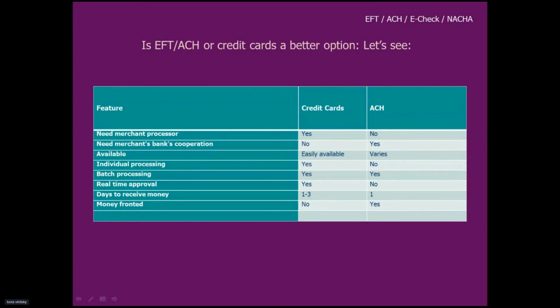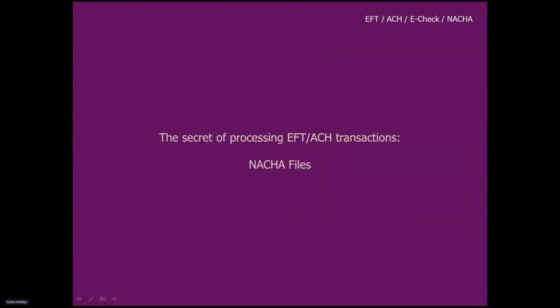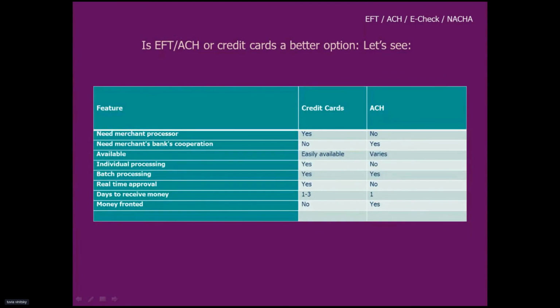Now, credit cards or ACH, which is a better way of doing things? Do you need a merchant processor? For credit cards, you do. ACH, you don't. So you need the bank cooperation. For credit cards, no. For ACH, absolutely. What's the availability? It's easily available for credit cards. Anybody can sign up for a credit card processor. ACH varies. There's an approval process, and they don't give it out quite as freely. It's not like candy like credit cards are.